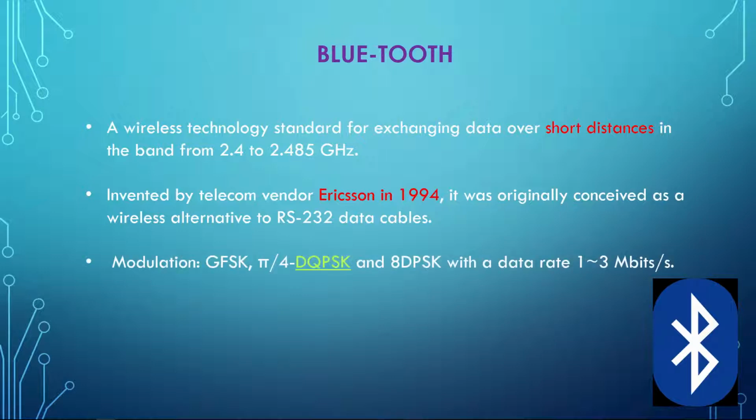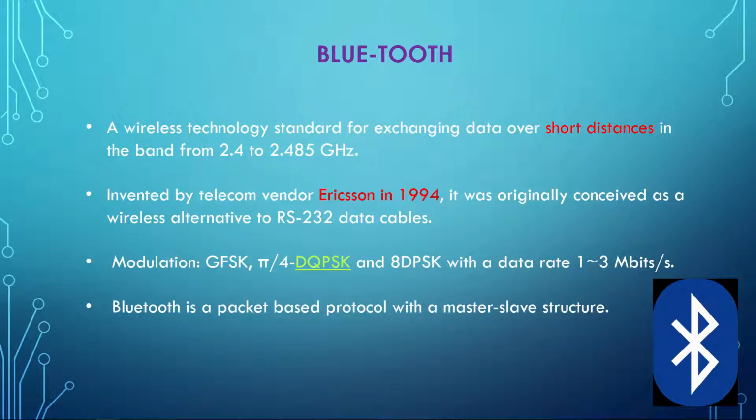It has its own modulation schemes, and the data rate is from 1 to 3 megabits per second. It is a packet-based protocol with a master and slave structure. In your project, you will be using a Bluetooth module to build your communication network.